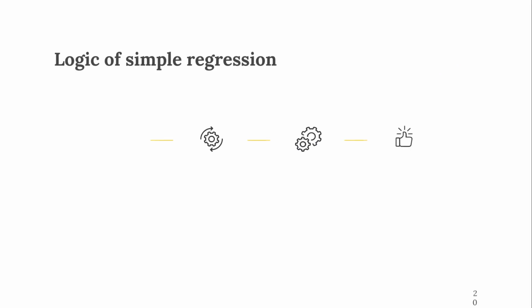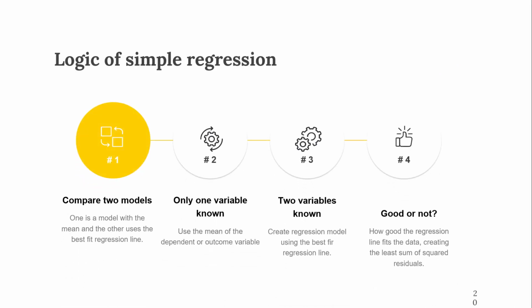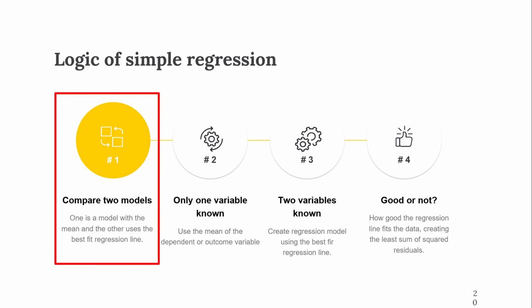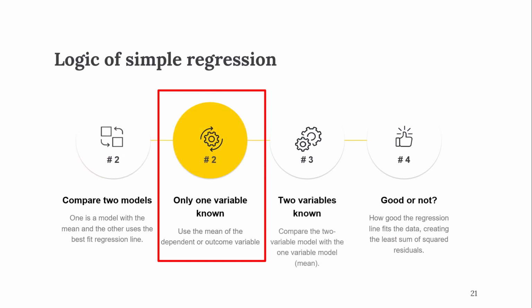Okay, now you have some grounding of simple linear regression. That is, simple linear regression is a comparison of two models. One is where the predictor variable doesn't even exist, while another uses the best fit regression line. If you have only one variable, the best predictor for other values is the mean of the dependent variable. For example, if you know only the number of album sales, the mean of the sales is your best estimate.